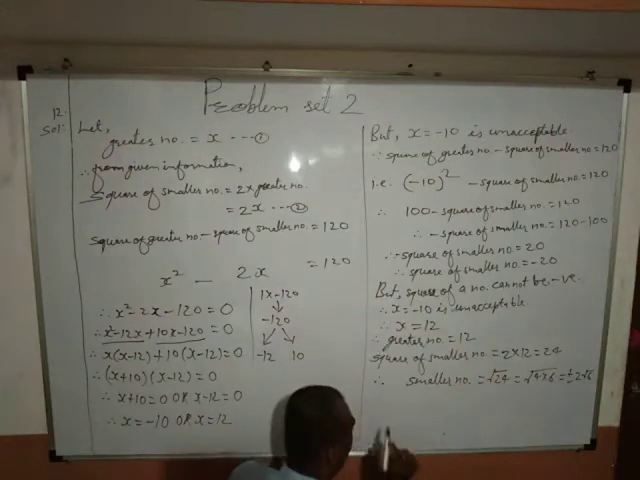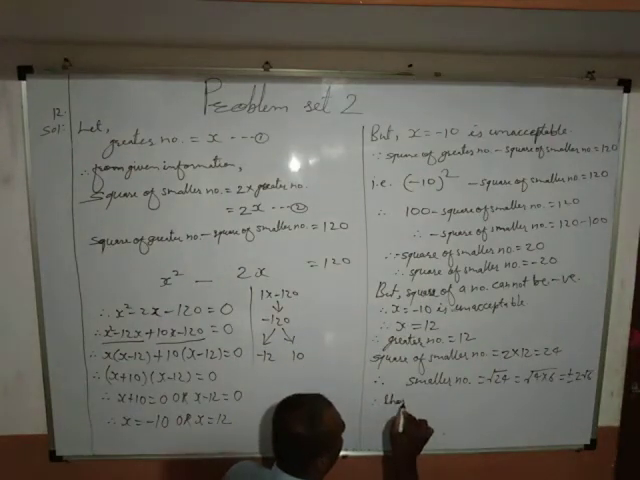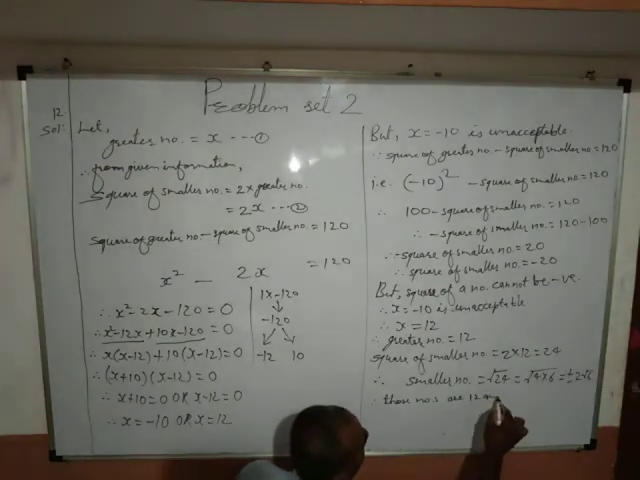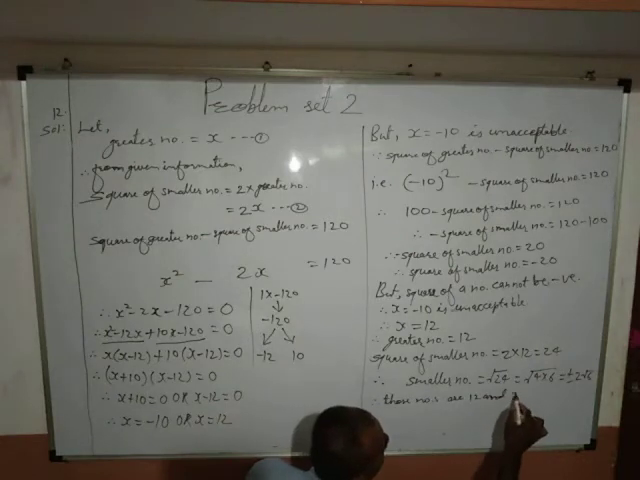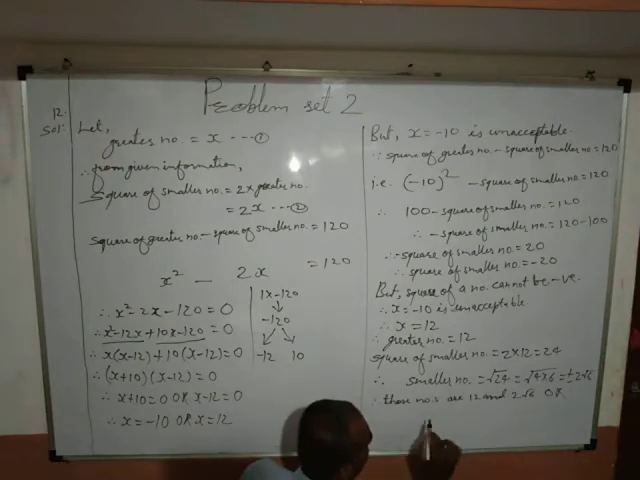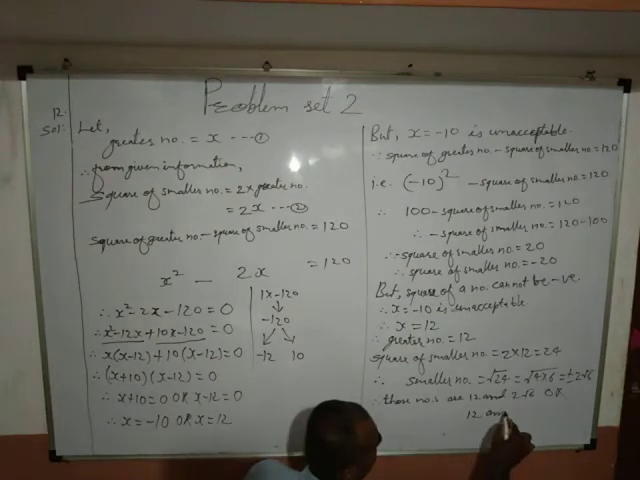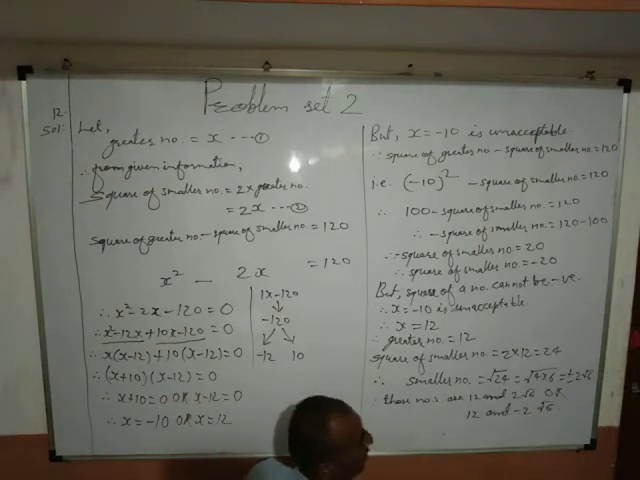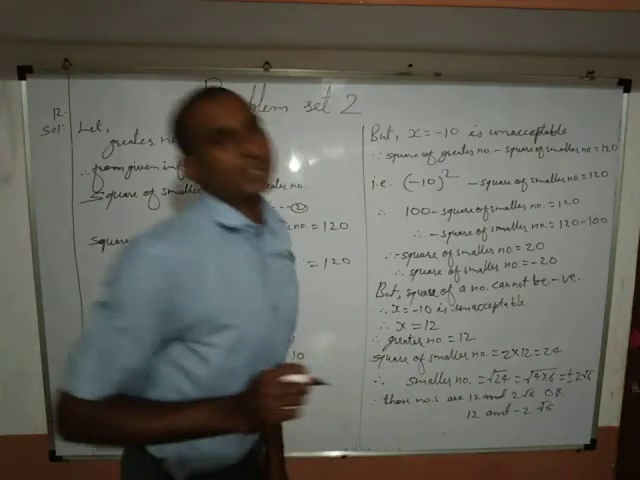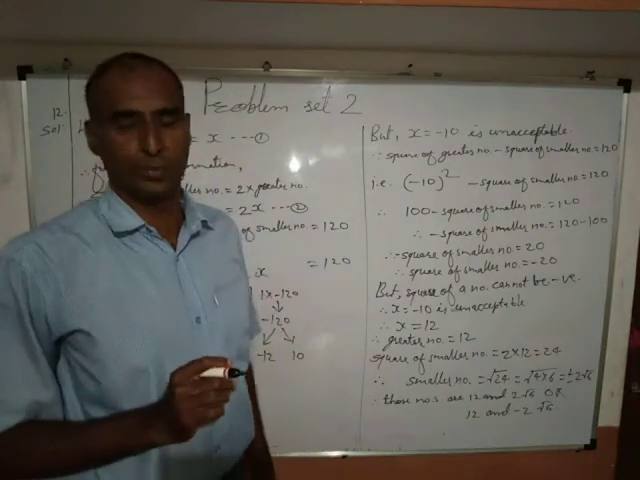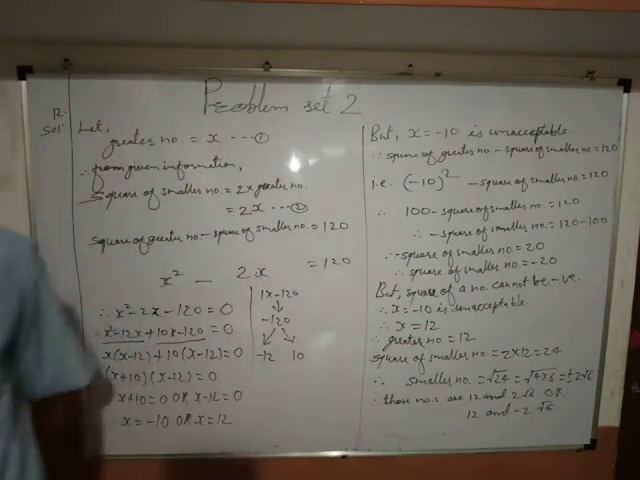Okay, and therefore those numbers are 12 and 2 root 6, or 12 and minus 2 root 6. Okay, those 2 root 6 you can write as root 24.